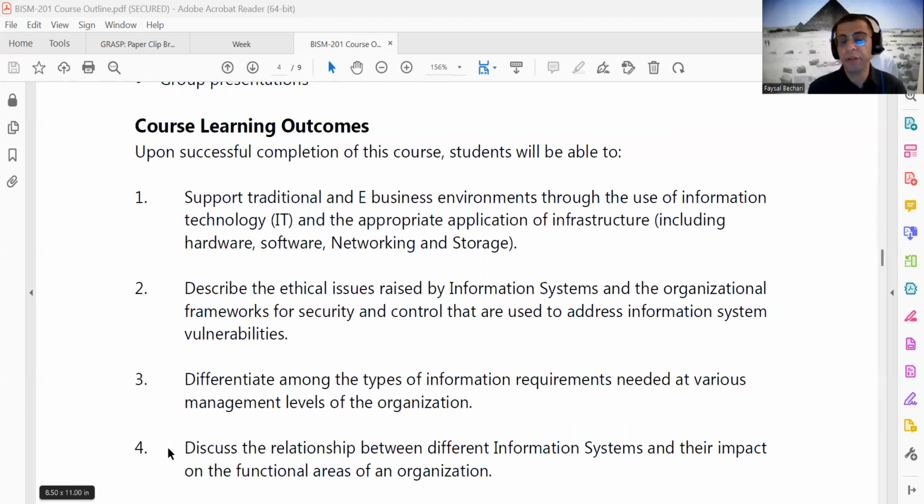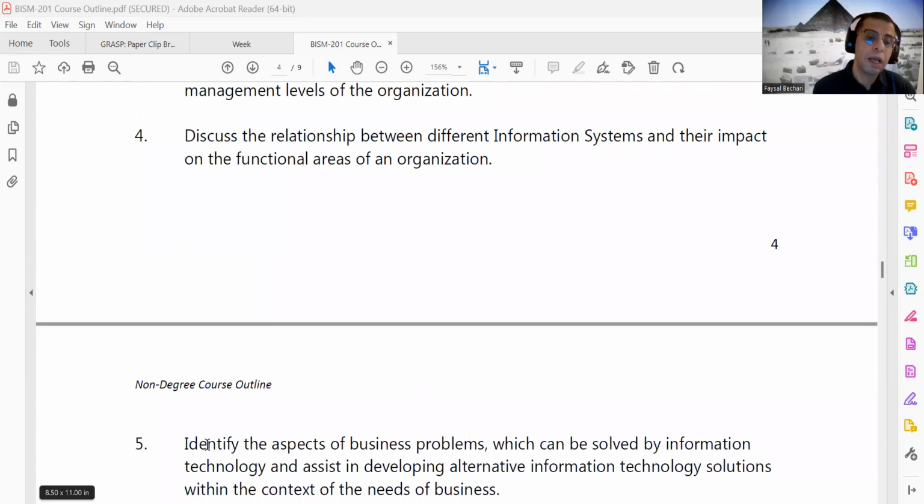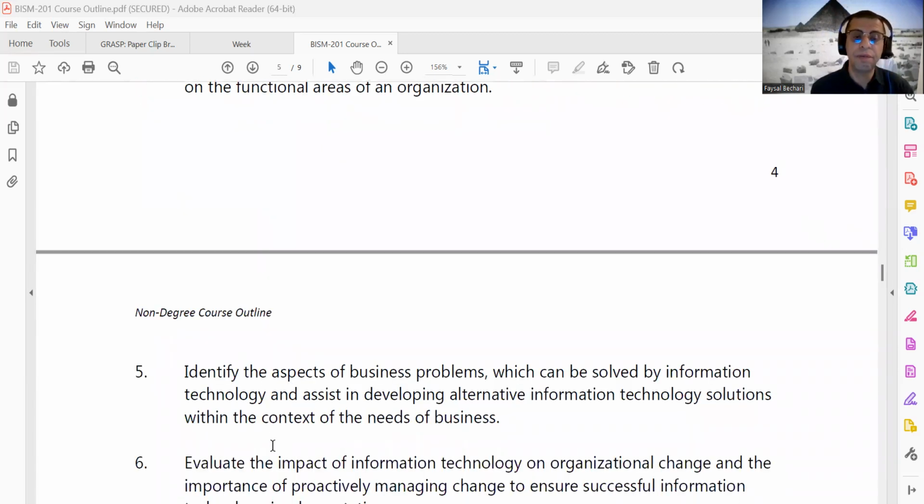impact on the functional areas of any organization, and we will identify the aspects of a business problem which can be solved by information technology. So we look at the business and try to solve it by information technology, how we can set those up. And then we will be evaluating the impact of information technology on businesses today.